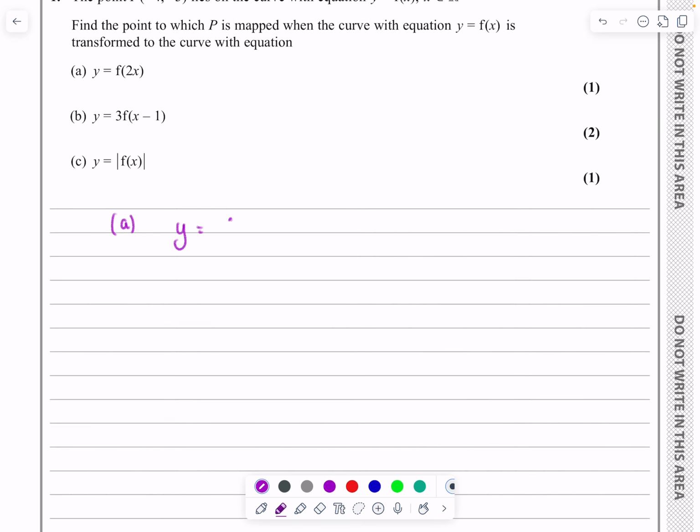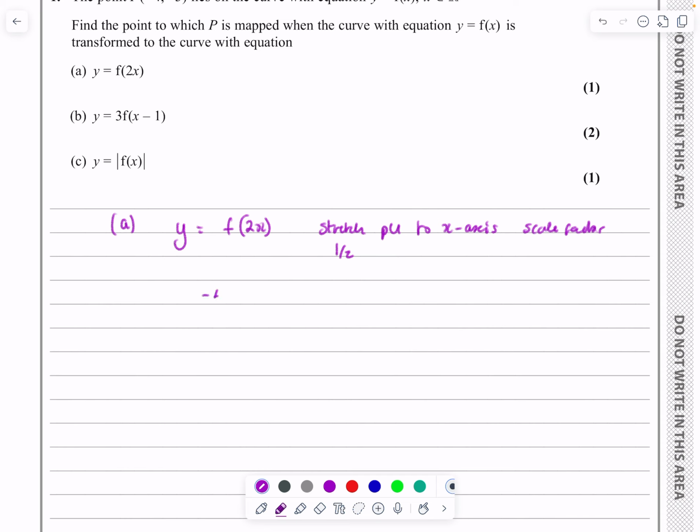y equals f(2x). So let's just remind you what that does. That's going to be a stretch parallel to the x-axis. And when we call it a stretch, its scale factor is 1/2 in this case, 1 over that. So it's a stretch, but it's more of a squashing together if we actually had to draw anything out. Luckily, we don't have to draw anything out with this one.